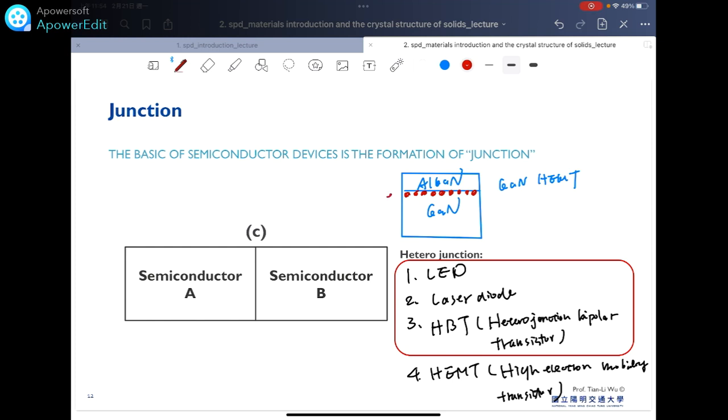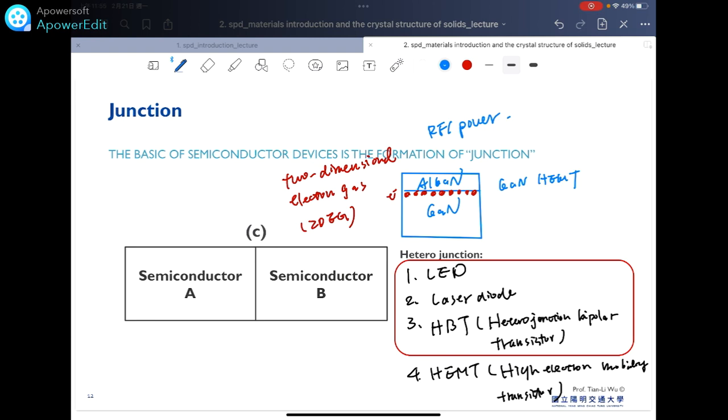And this is a very high electron density. Usually we call this a two-dimensional electron gas, sometimes just called a 2DEG here. So the GaN HEMT right now is very promising for RF and power applications. That's for your information on how two different semiconductor materials can create some new physics here.